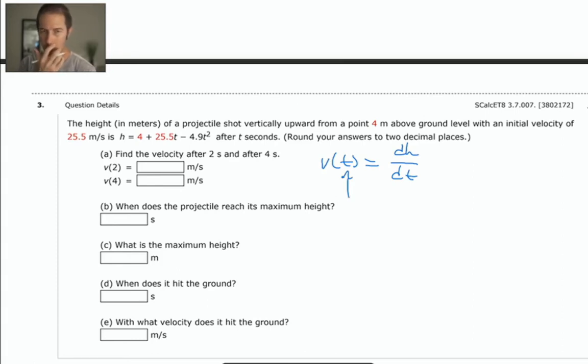When does the projectile reach its maximum height? Now look at the original height equation. Also, visualize a projectile being shot vertically upward.